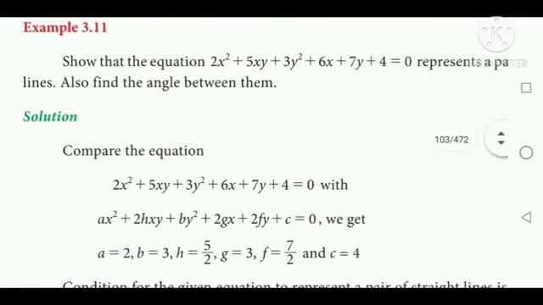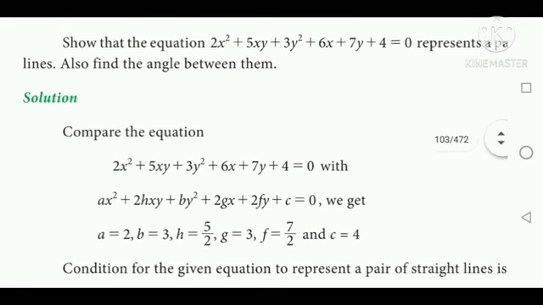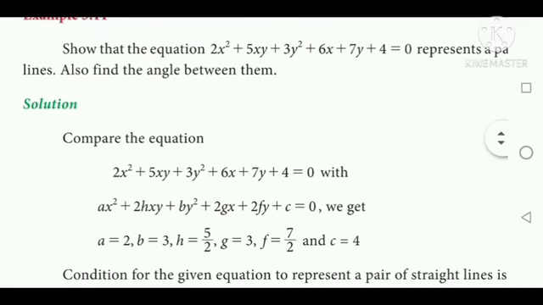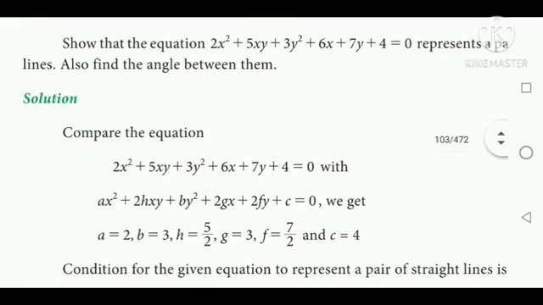Now we are going to see example 3.11. Show that the equation 2x square plus 5xy plus 3y square plus 6x plus 7y plus 4 equal to 0 represents a pair of straight lines.